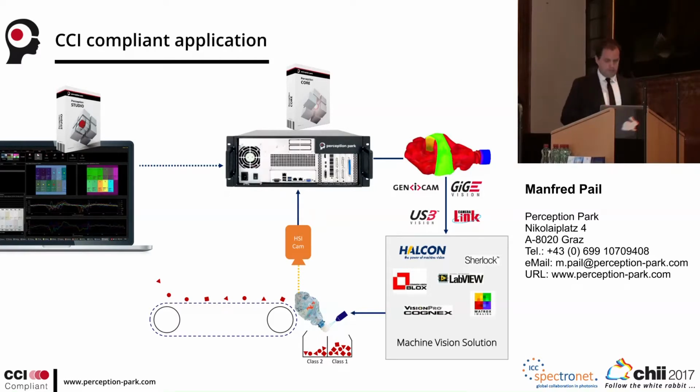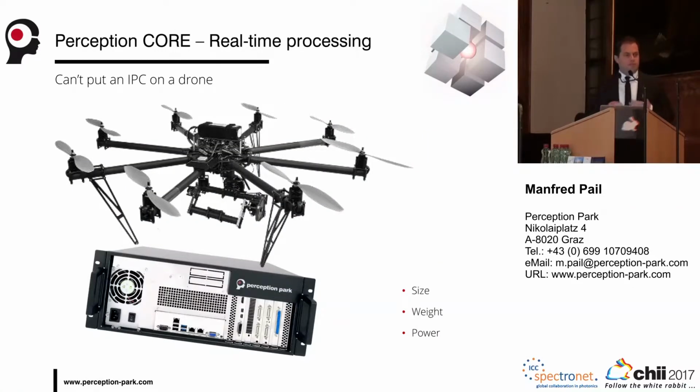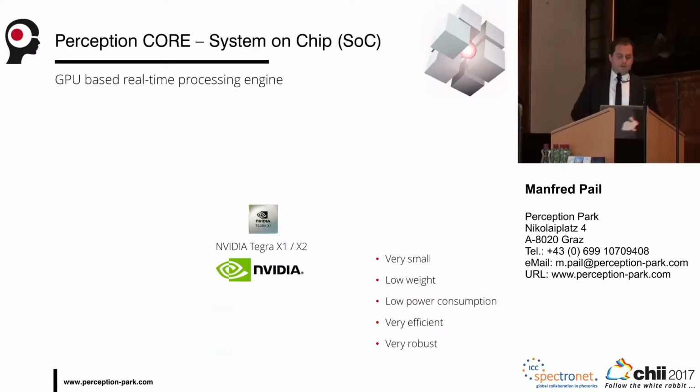But what if we have some additional challenges like small size, low weight, or just low power consumption? Maybe you agree with me, it's pretty hard to bring such an IPC to a drone. It just doesn't work. Therefore, we proudly present our first system-on-chip solution based on the NVIDIA Tegra X1 and X2 data processing chip, which is very small, low weight, low power consumption, and really highly efficient.